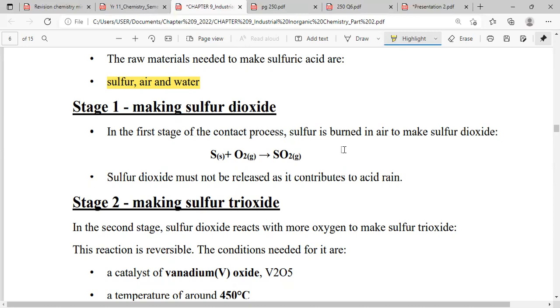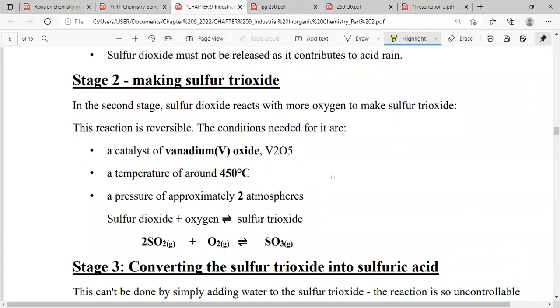Now let us look at the first step. In the first step of making sulfuric acid, sulfur is burned in air. When sulfur is burnt in air, it reacts with the oxygen. So sulfur reacts with oxygen to form sulfur dioxide. In the industry where the sulfur dioxide is made, care is taken to not release the sulfur dioxide into the atmosphere, because as we saw earlier, sulfur dioxide causes acid rain.